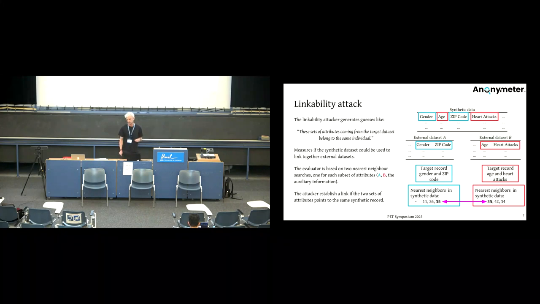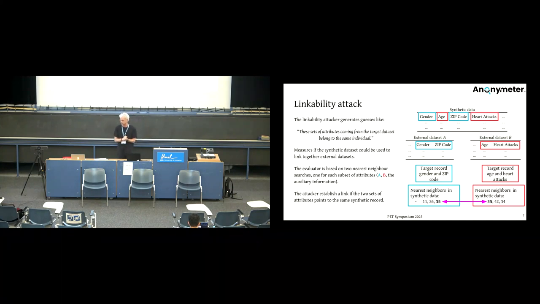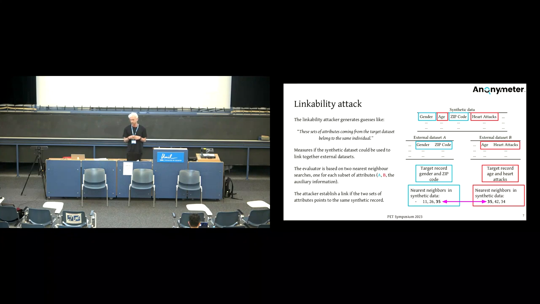For the linkability attack, there are other attacks for synthetic data that measure linkability. We take a different angle in this case, and we ask ourselves the question: can the synthetic data be used to link together two data sets that could potentially be found in the wild? So the guess of the attacker in this case is that he believes these two partial records belong to the same individual. In a nutshell, we assume that the synthetic data contains attributes that could be found in two or more external data sets. In this case, age and health conditions are in data set B, so to speak, and gender and zip code are in data set A.